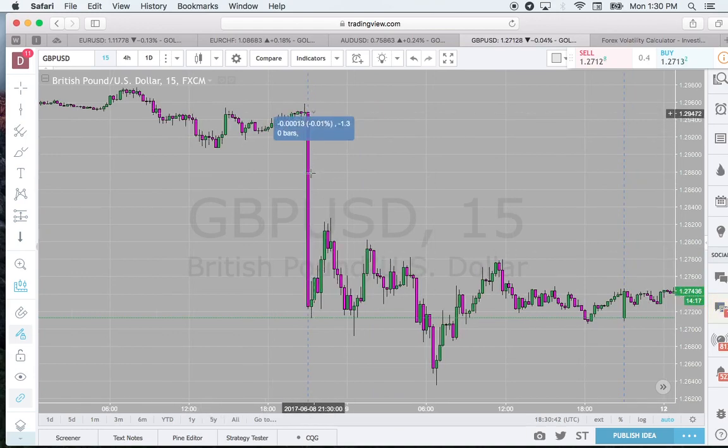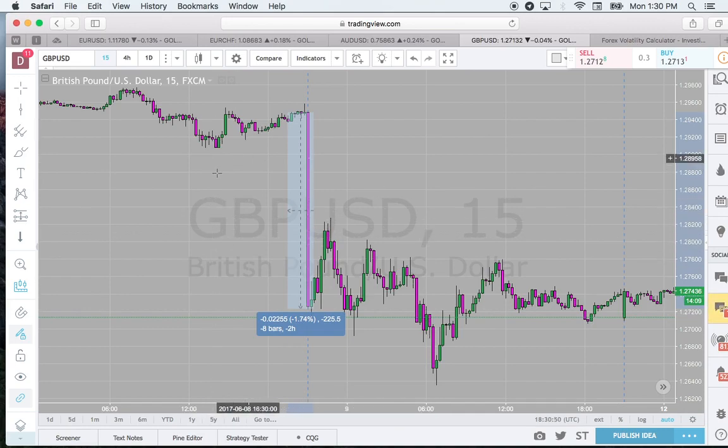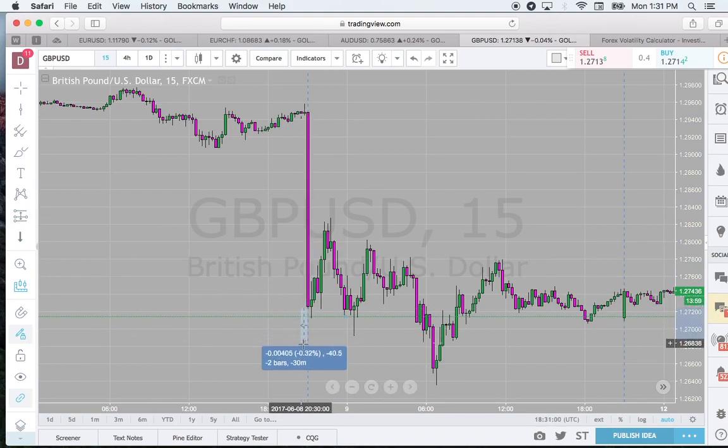That was a 225 pip drop, but we know GBPs always have that big spread, and that's normal for them to have the big spread. Imagine the spread as they're manipulating it. The spread could have been 30 to 50 pips.